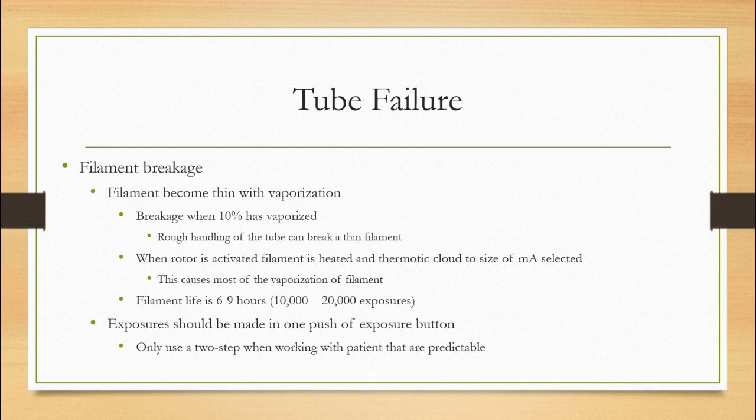Another way a tube fails is from filament breakage. So the filament becomes thin with vaporization. So as it's vaporizing, it gets thinner and thinner. So breakage is when 10% has vaporized. So rough handling of the tube can break a thin filament. So if you guys slam it into detent, when it's a thin filament, that could be the end of your tube. So be careful. When the rotor is activated, the filament is heated and the thermionic cloud to the size of mA is selected. This causes most of the vaporization of the filament. So what happens is you guys just hit the button halfway down.